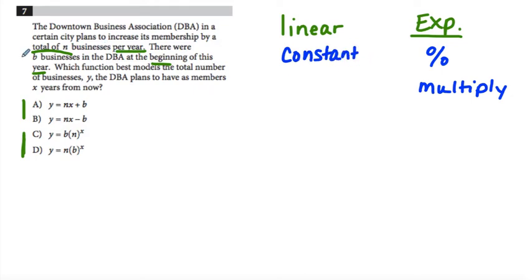So number 1, it said it was going up by a total of N businesses per year, which is a constant. N was the constant, so I knew it was a linear function, so I could get rid of C and D. Then I know I want it in the form y equals mx plus b. N is going up per year, so that's the constant, rise or fall, so that's my slope. And it said the beginning is b, which is the y-intercept. So it would be nx plus b. Why not minus b? Because that would be a negative number, and we can't have negative businesses that we start with. So my answer would have to be A.